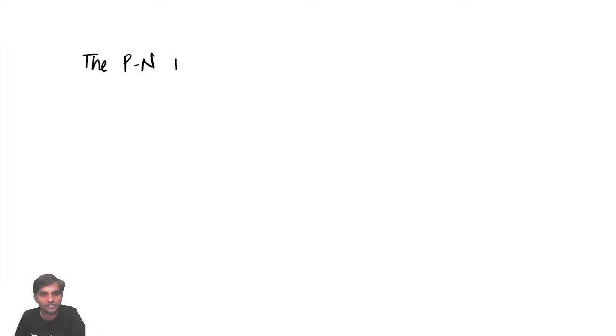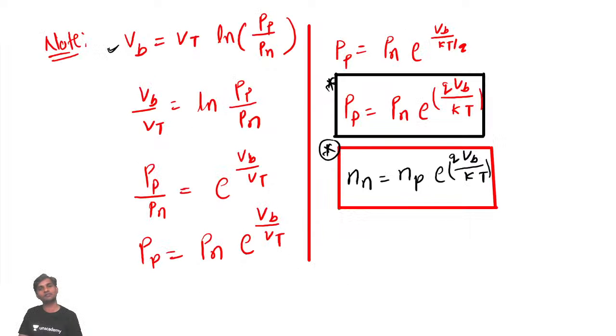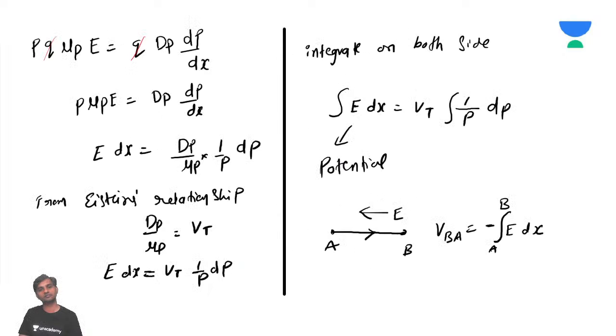The PN junction at equilibrium. We will still move forward. We have calculated. Now we will just go back and see what we have discussed. Let me spend 5 minutes on this.